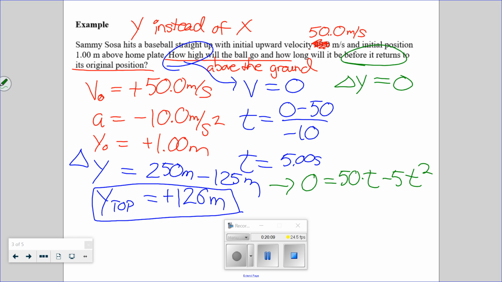Okay. Any questions? Sure. That's 1/2 AT squared. So half of 10 is 5.